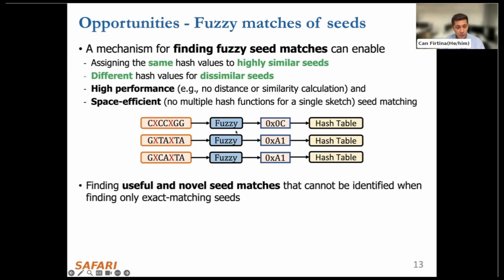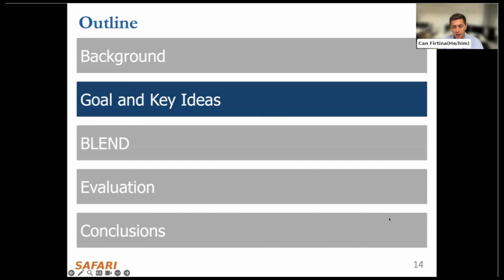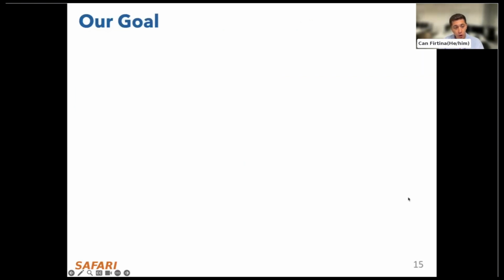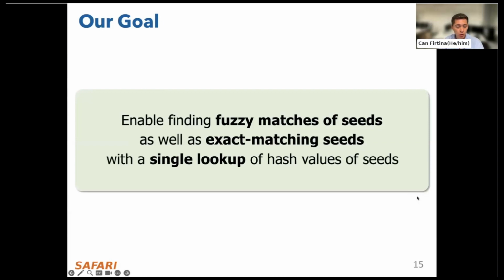So finding fuzzy seed matches can enable finding useful and novel seed matches that cannot be identified when finding only exact matching seeds. It also enables us to rethink the seeding parameters to achieve a better trade-off between performance, memory, and accuracy. So with that, I'll go over our goal and the key ideas in Blend. Our goal is to enable finding fuzzy matches of seeds, as well as exact matching seeds, with a single lookup of hash values of these seeds.